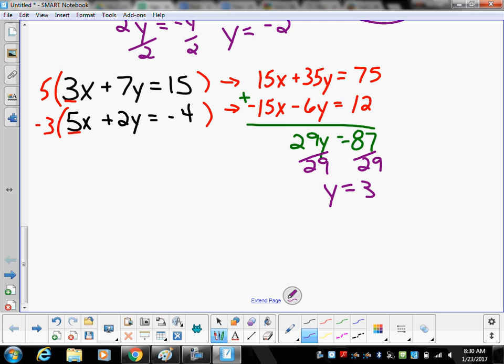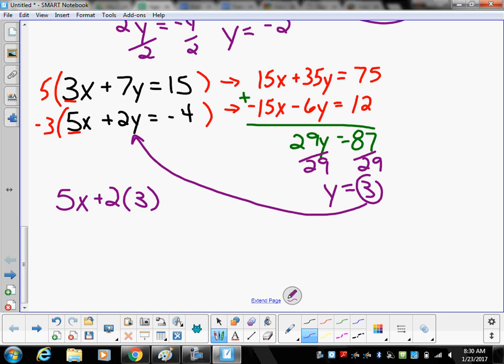Okay. So now we need to plug back in. I'll plug back into the second one. So 5x plus 2 times 3 equals negative 4.